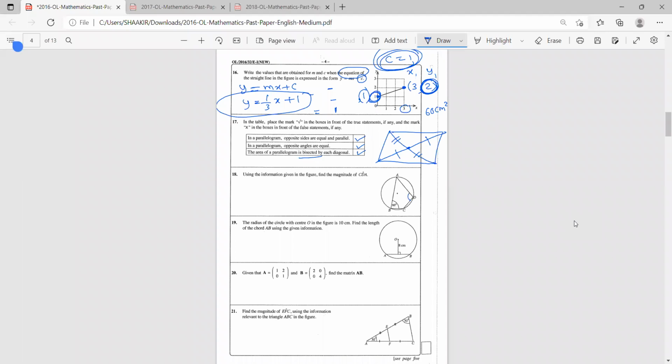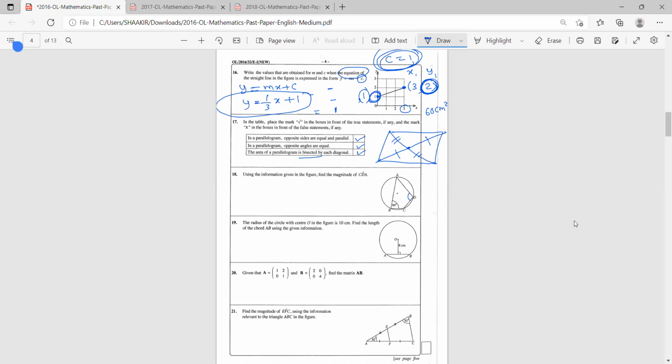So what did I tell, children? We have only two theorems in the cyclic quadrilateral. The first theorem I told you, the opposite angles are supplementary, which means when you add the opposite angles, it should be equal to 180 degrees. So that is one theorem. And the second theorem I told you, the exterior angle which forms in the cyclic quadrilateral will be equal to the interior opposite angle.